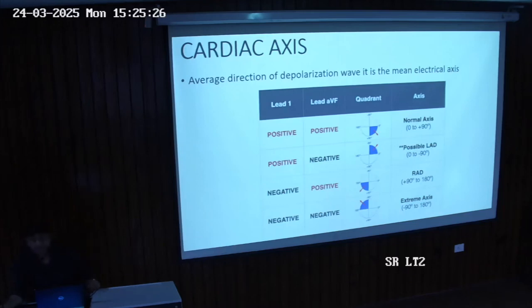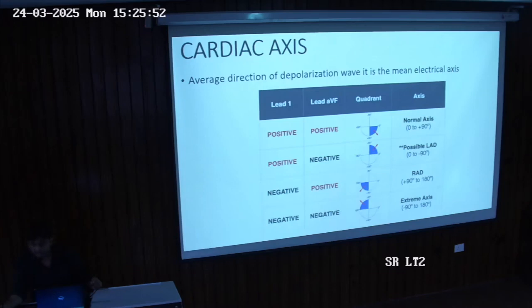That shows there is 0 to 90 degrees. 0 to 90 degrees is normal axis. If lead 1 has a positive wave, but lead AVF has a negative wave, that means it is reversed. It shows left axis deviation, it may be 0 to minus 90. In the graphical presentation you can see it is just opposite to the normal.